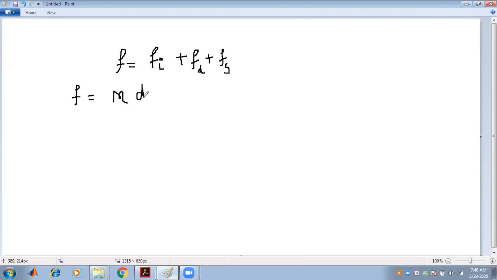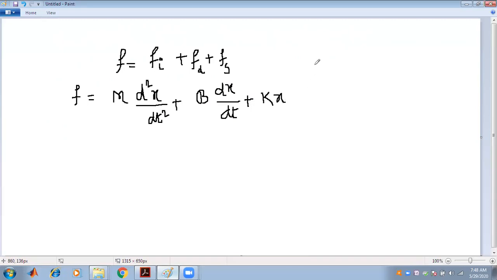So it is written as F equal to m into d2x by dt square plus FD equal to D into dx/dt, and Fs is equal to K into x.